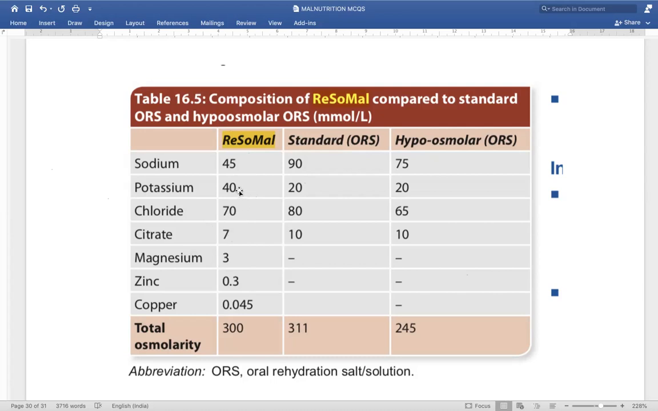Okay, this potassium is more compared to standard ORS, and sodium is half. Potassium is double, sodium is half. These are the only 2 clues that you can remember in Rasomal. Apart from that, you have other minerals also present in Rasomal, that is magnesium and zinc and also copper. So 300 and 311 is the osmolality. These questions have also come. It may come as match the following also.